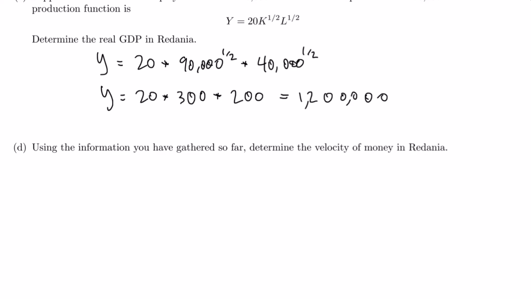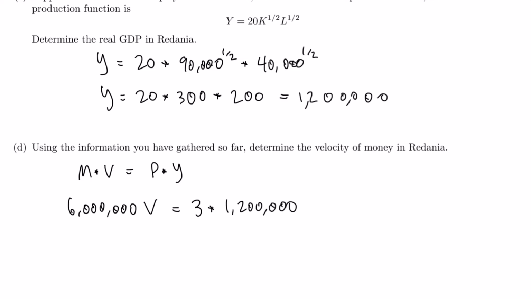In this last part here, we're going to put everything together using the quantity equation. M times V equals P times Y. M, we figured out all the way at the beginning, was 6 million. We don't know what V is. We're trying to figure that out. P we got as 3, and Y is 1,200,000. 3 times 1,200,000 is 3,600,000, and then we're going to divide both sides by 6 million to solve for V. And this comes out to 0.6.